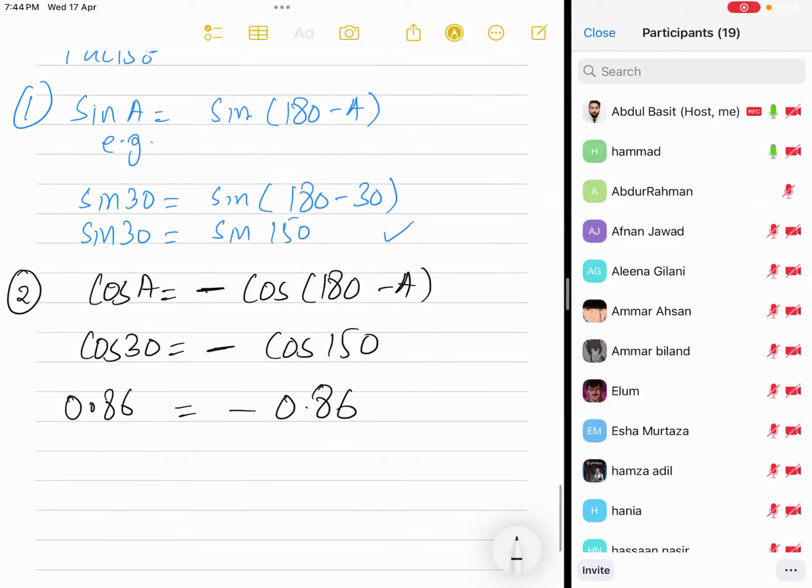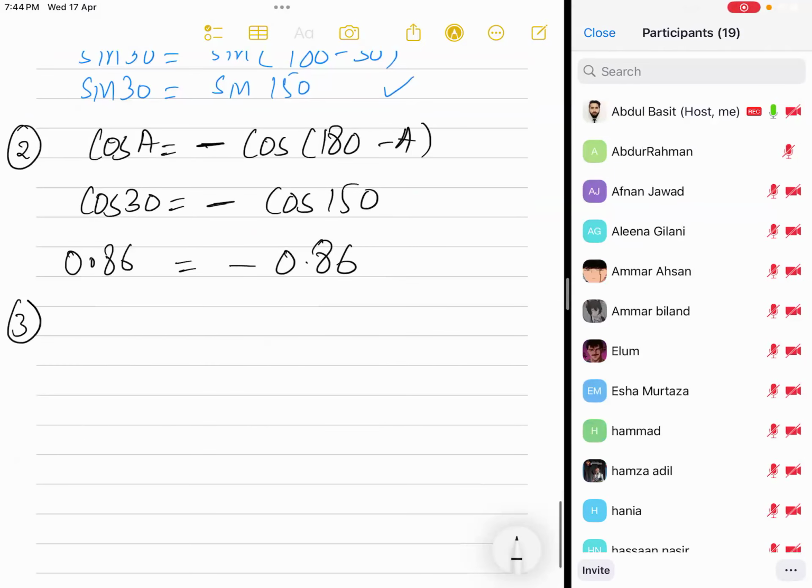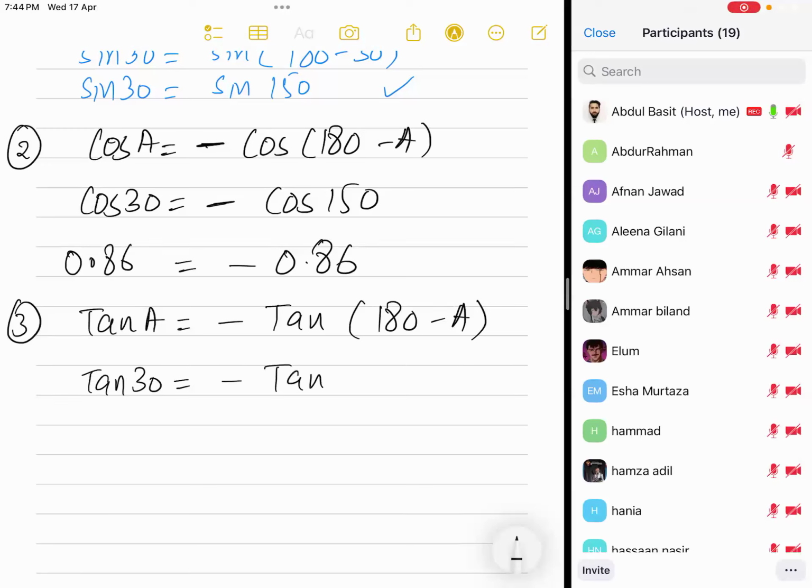This is minus. Okay, sir. And the third fact is for the tangent: tangent A equals negative of tangent (180 minus A). What does this mean? If tangent is 30, then tangent of 180 minus 30, that is 150. So check, tangent 30 is how much? 0.57. And you will see tangent 150 comes out as minus 0.57.